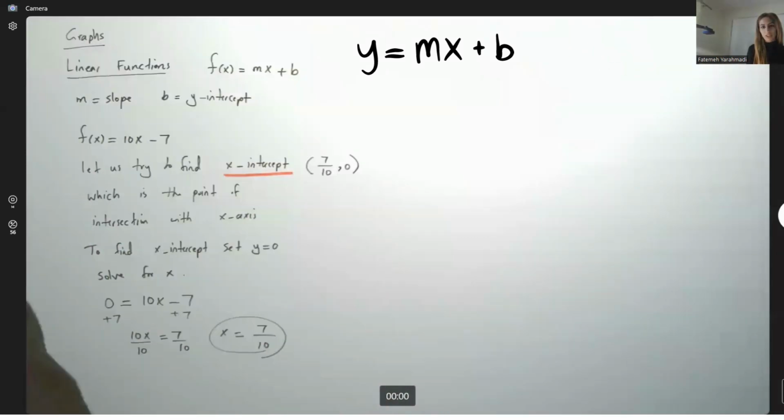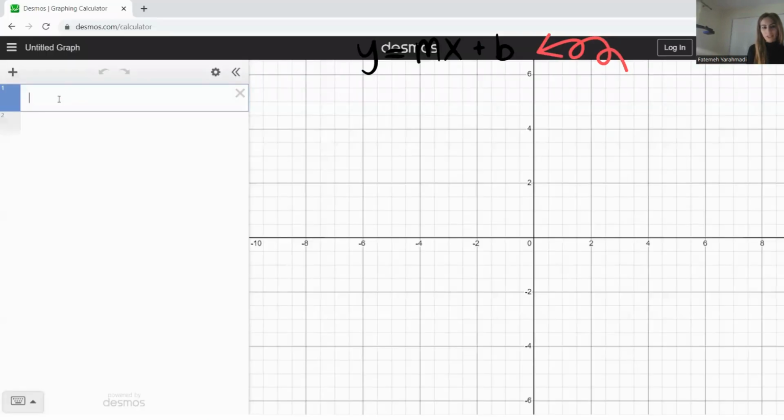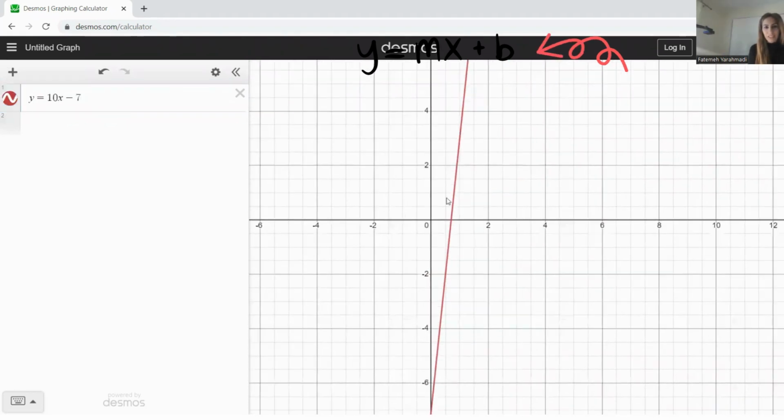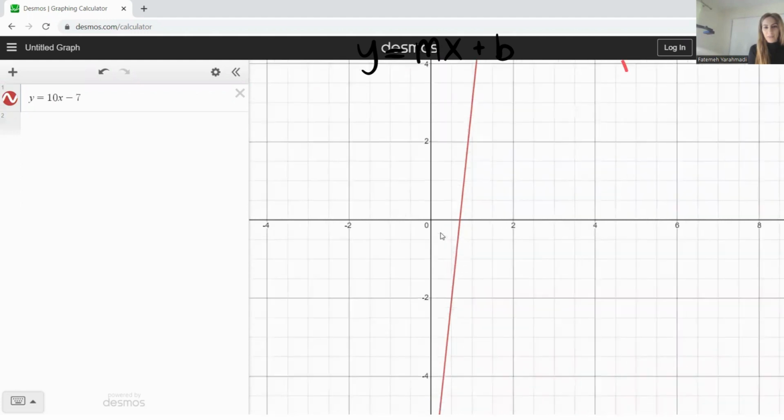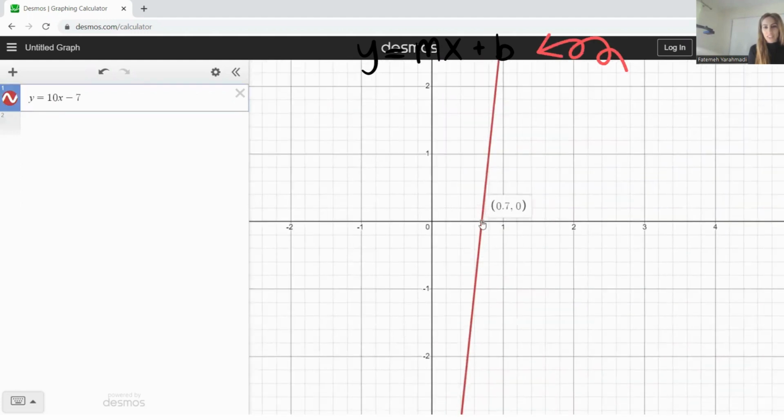Let's use technology like Desmos and graph this function. Y is equal to 10x minus 7. We know that we have a line, and the point of intersection of the line with the x-axis, as you can see, has an x value and a y value. This point is called the x-intercept. Your x is 7 over 10 and your y is 0. So let us go back to the board.